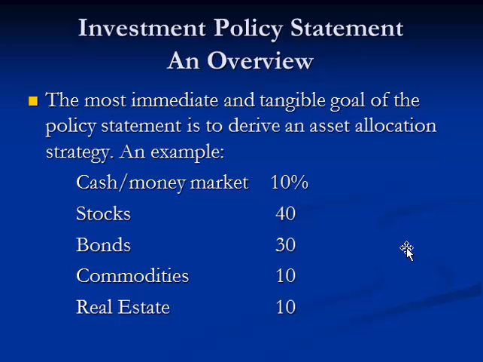Now, the most immediate, tangible goal in an investment policy statement is to derive an asset allocation and devise a strategy behind it. So here's a typical asset allocation. I just made it up, but it's not very far from what you'd find from a large financial institution like Merrill Lynch or Bank of America, or any investment planner downtown in Portland.